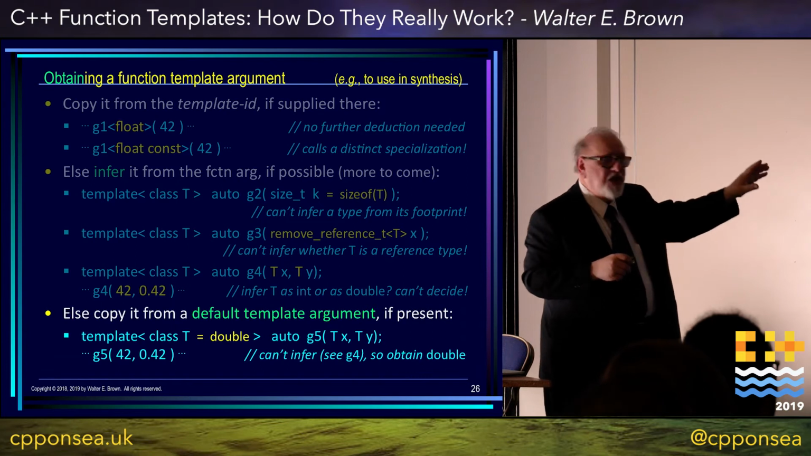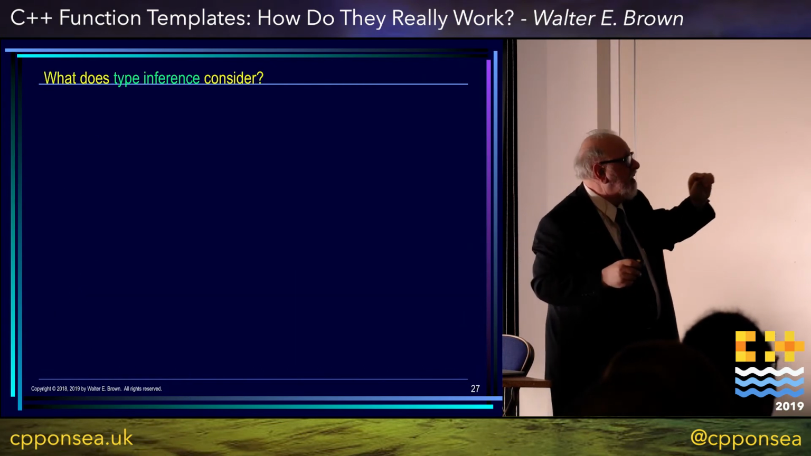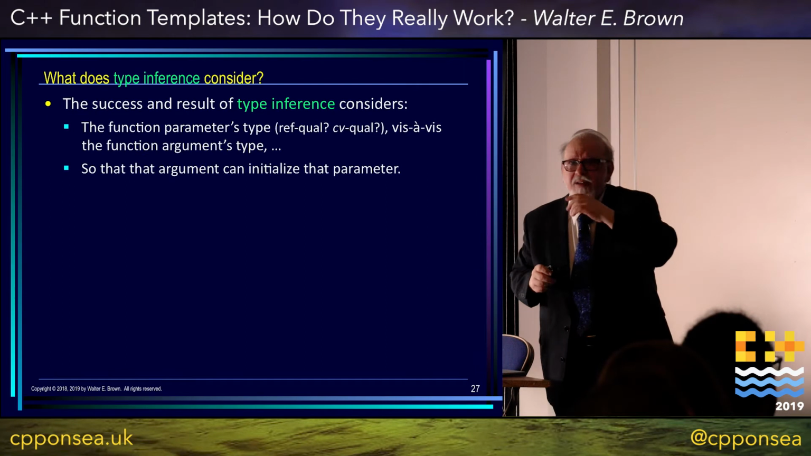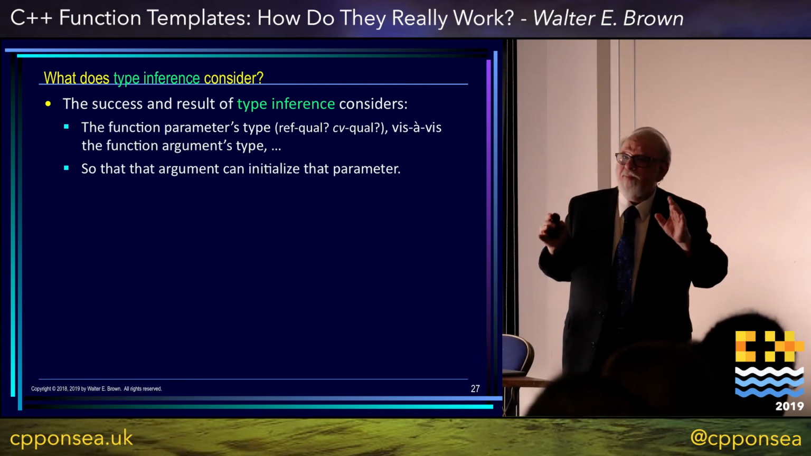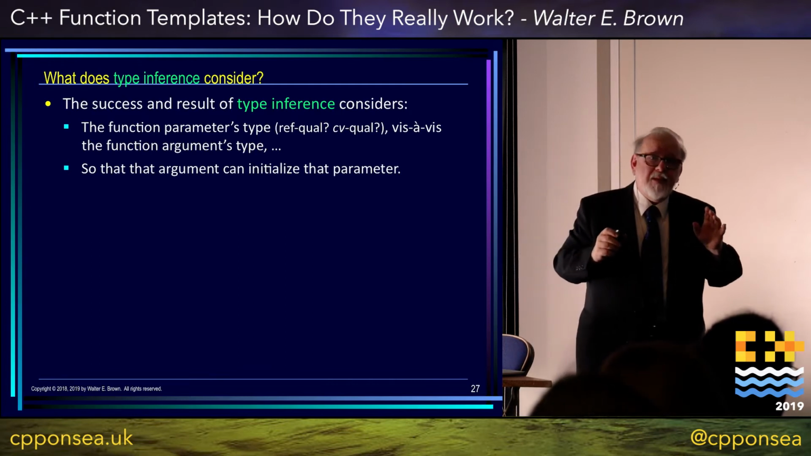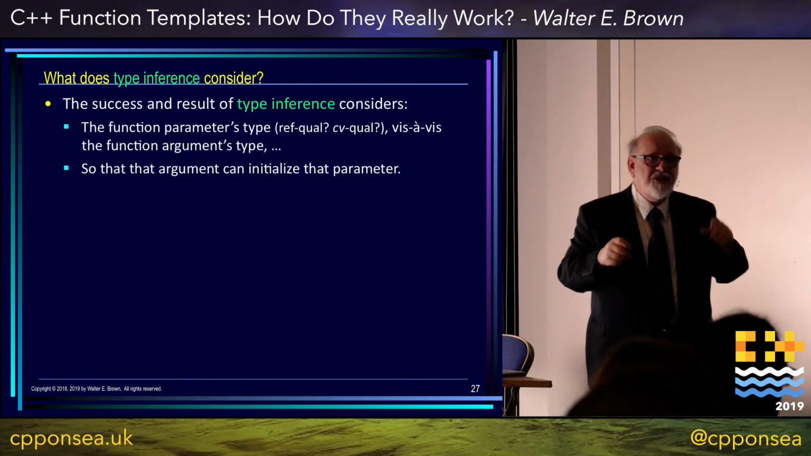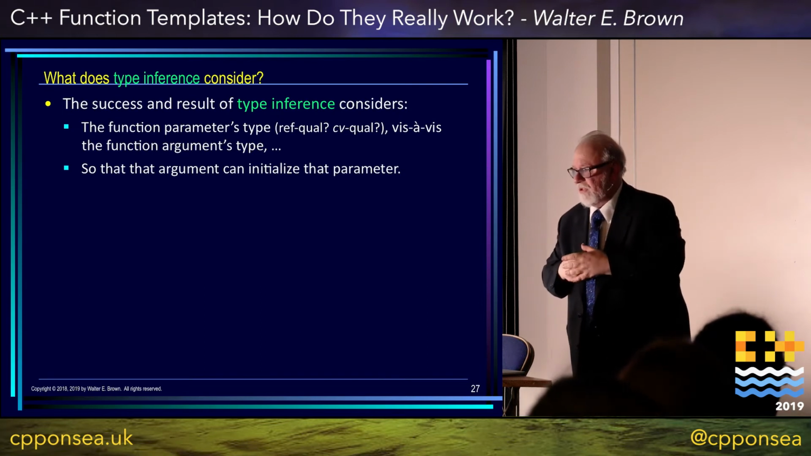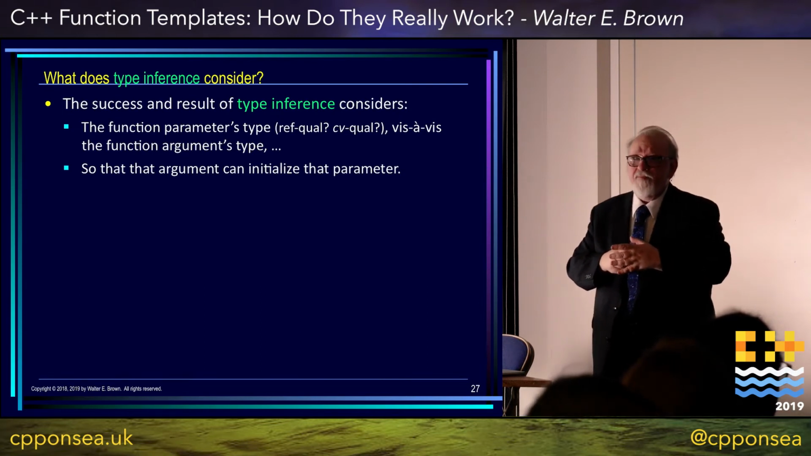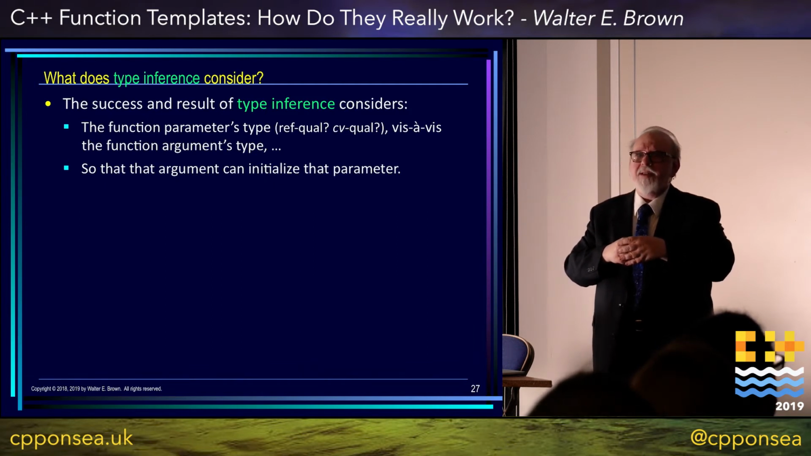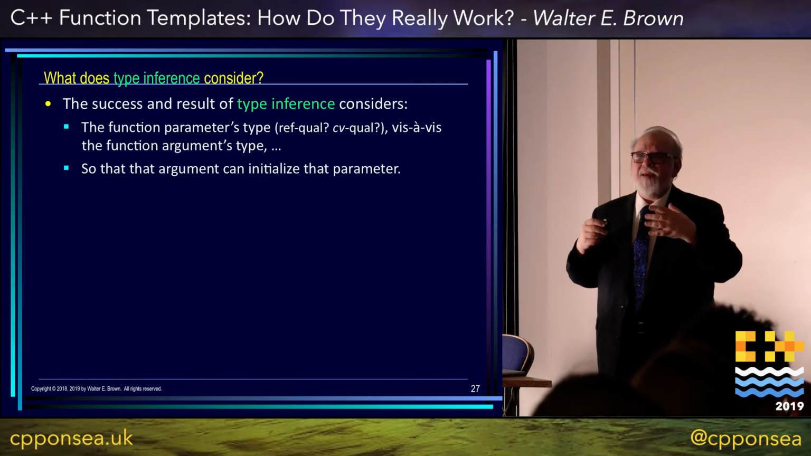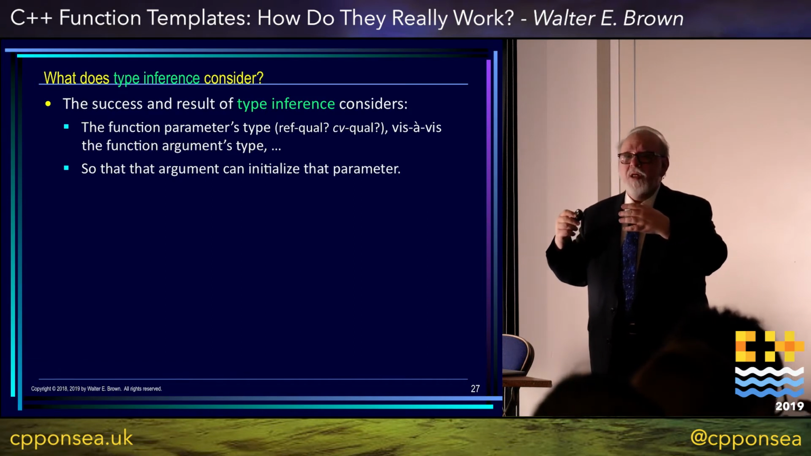All right? So let's look at type inference just by itself. Okay? As we've seen, type inference can fail. The success and the result depends on several different things. It's going to look at both the type of the function parameter and contrast it, compare it to the type of the function argument.